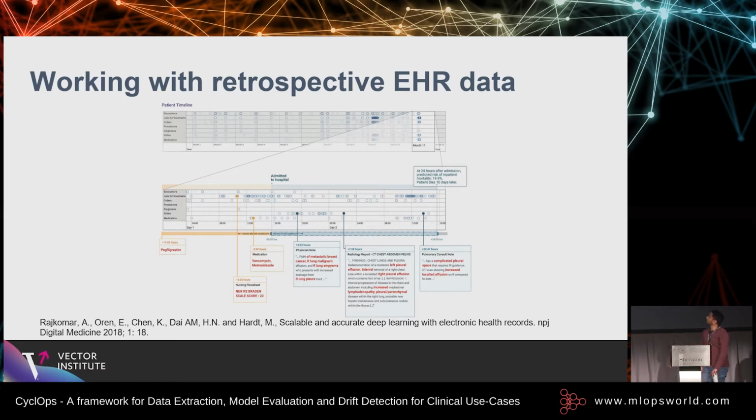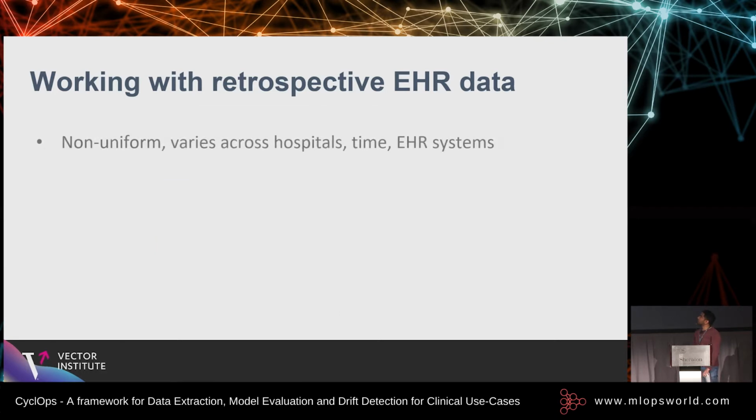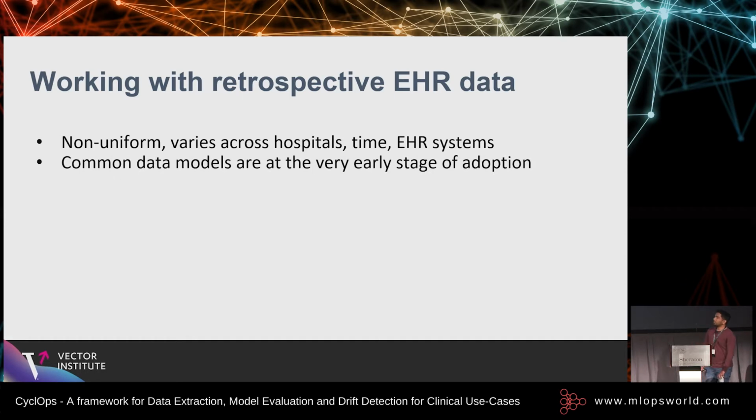So we want to help with that, and we started looking at it, and one of the things we identified early on was that this data is very non-uniform. It varies across hospitals, across time. Different hospitals use different EHR systems. One hospital could be specializing in cardiovascular diseases. Another hospital will have a different process of acquiring and recording data. So it was very messy and unstructured, and there was no shared data model. Common data models are at a very early stage in the health space, towards actual adoption.